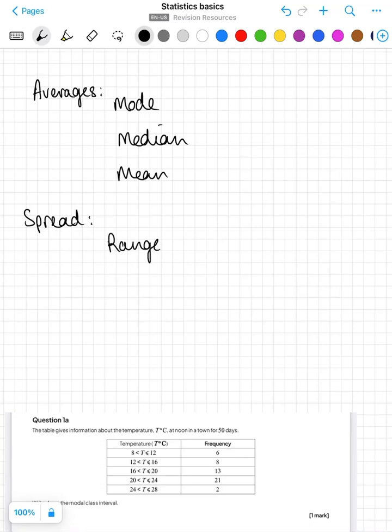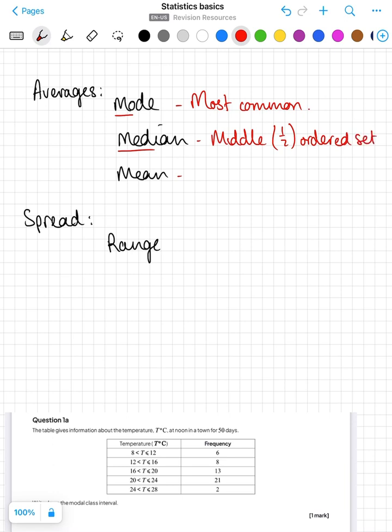In this tutorial, we're looking at statistics basics. Firstly, looking at the three different types of average: mode, median, and mean. The mode is the most common value in a set of data. The median is the value that is in the middle, so it's the halfway point of an ordered set of data. And the mean is the sum of the data divided by the number of pieces of data that you have.